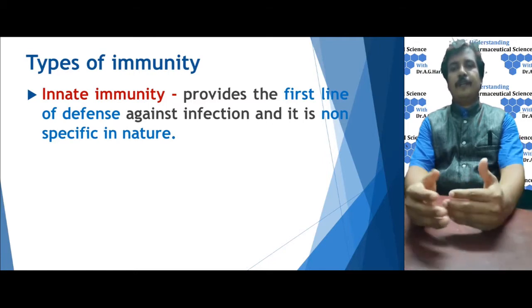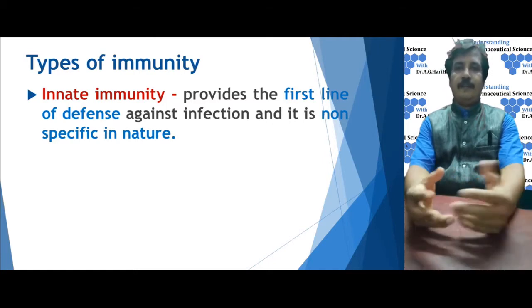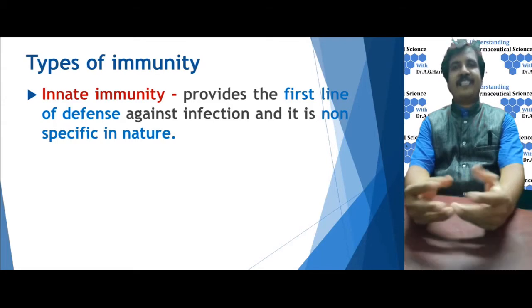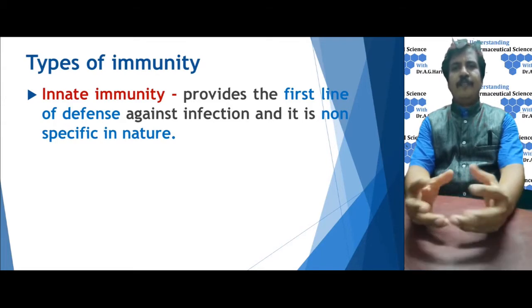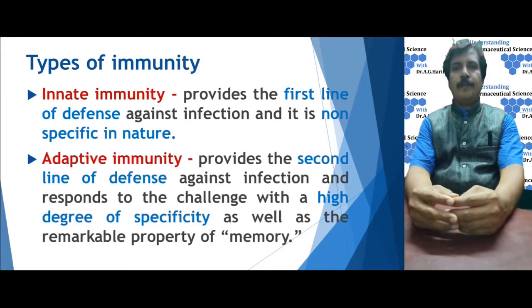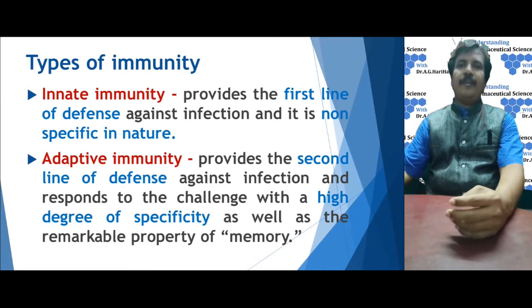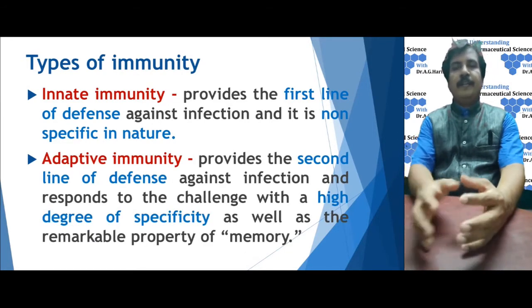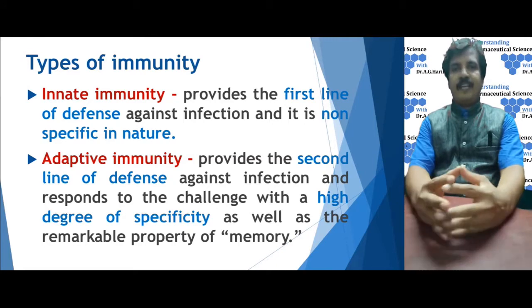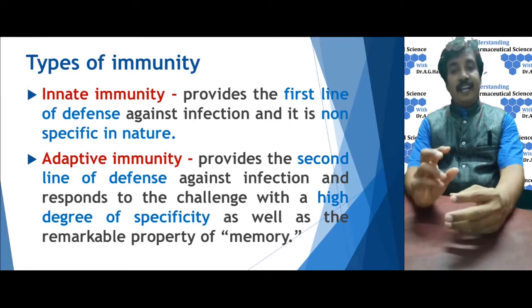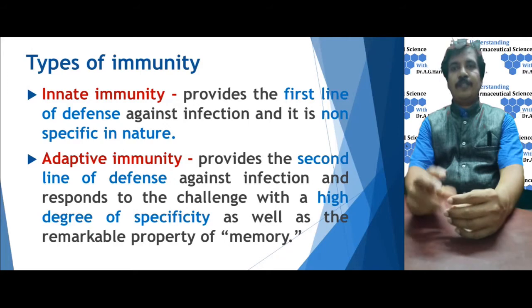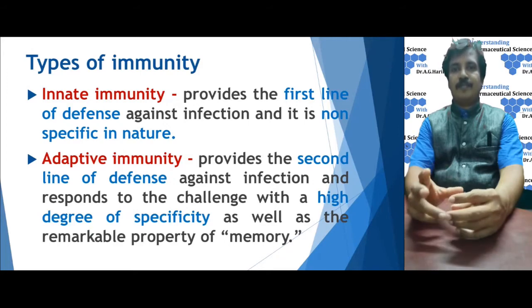Generally, it includes our skin, our mucous secretion, gastric acid secretion. Everything will come under the innate immunity. And the second type of immunity is the adaptive immunity. It is the second line of defense mechanism in our body. It is highly specific in nature. It specifically eliminates the foreign substance.